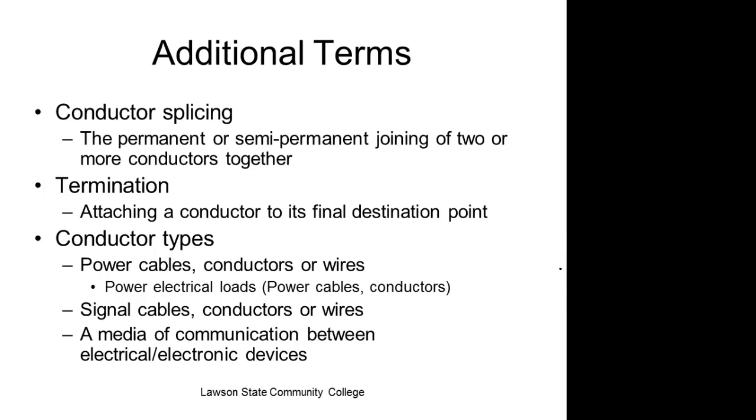Splicing: the permanent or semi-permanent joining of two or more conductors together. Termination: attaching the conductor to its final destination point. And then of course we have power cables, and then we have signal cables, and then what we call media or communication.